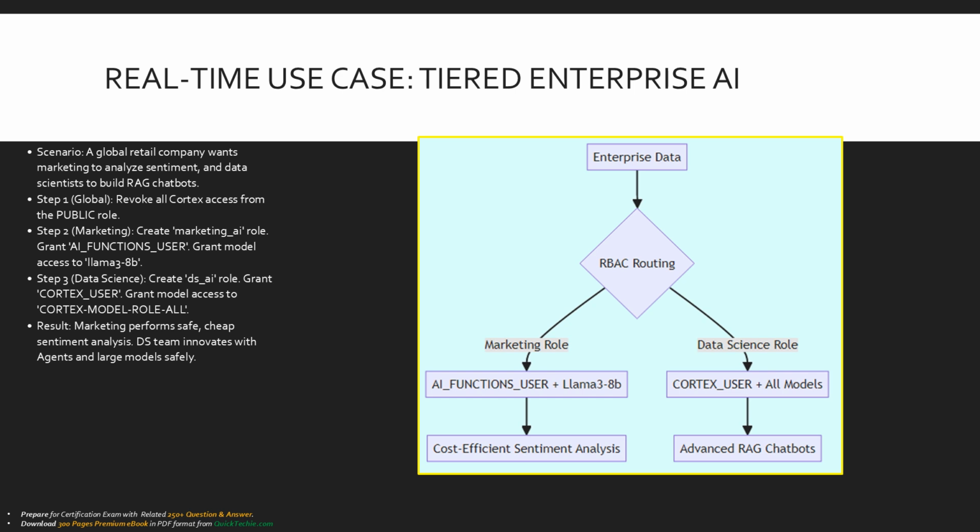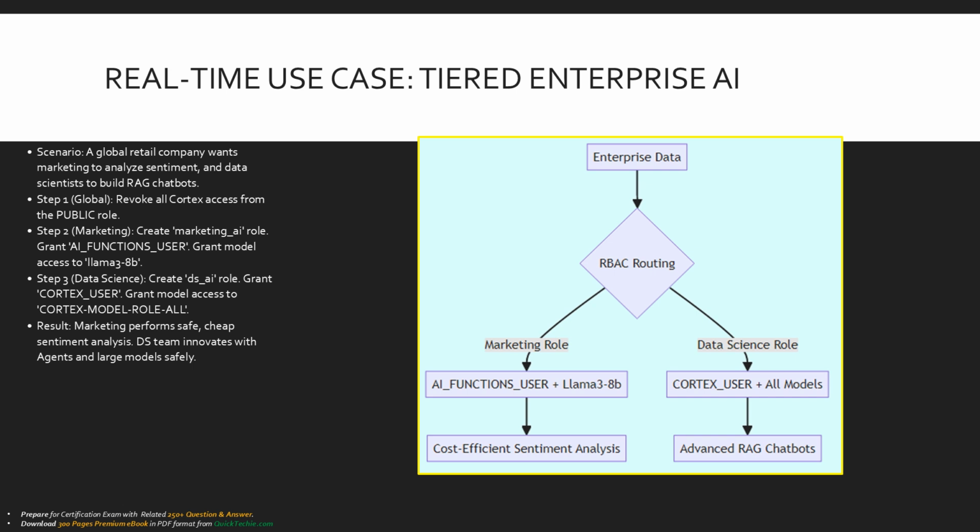First, we revoke access from public. Next, we give marketing the AI Functions User role and restrict their model access exclusively to the smaller, highly efficient Llama 3-8B model. Finally, we give the data science team the full Cortex User role and access to all models. Marketing gets their insights cheaply, data science gets their power, and security is maintained.